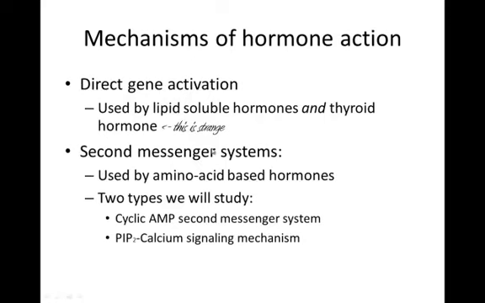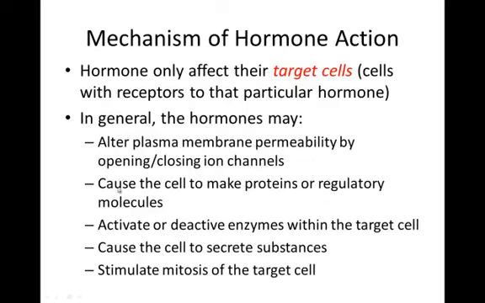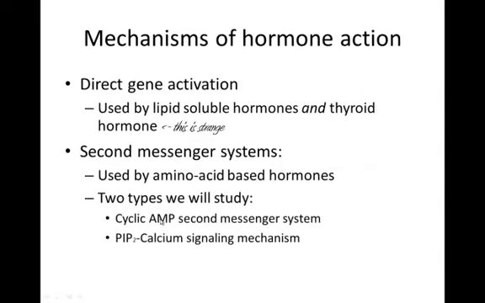So here's our second slide on mechanism of hormone action. When hormones dock on a cell, they make that cell do one of those actions: either undergo mitosis or change the plasma membrane permeability. They do this either through second messenger systems or through a process called direct gene activation. Now, if I'm a hormone, am I going to use direct gene activation to make my target cell do its thing, or the second messenger system? Well, it depends on whether I'm made of amino acids or steroids.